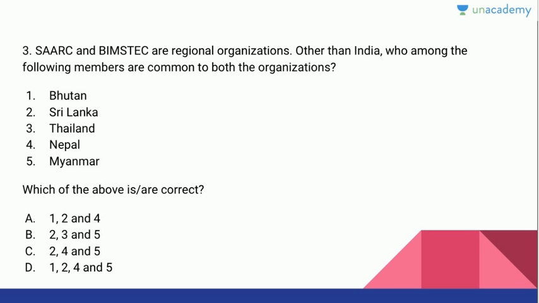SAARC and BIMSTEC are regional organizations other than India. Who among the following are members common to both the organizations? Answer here is Bhutan, Sri Lanka and Nepal. So these three are present in all the organizations. So answer is A, that is 1, 2, 4.